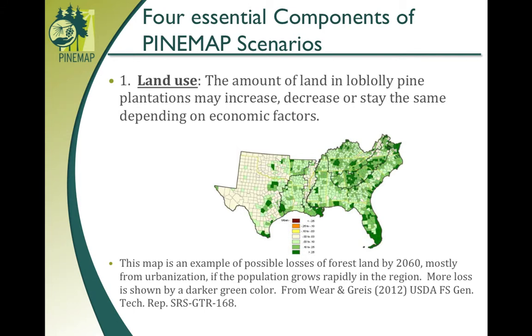So the first one I'm going to talk about, though, is land use. So you think about the future, well, what could happen? Well, it could increase, decrease, or stay the same in terms of the land base that's in loblolly pine plantation. And this is just an example of what could happen in the future. The darker colors here are indicating a loss of loblolly pine land and forested area, and the reason for that is because of urbanization. And so, how much land is available for plantations is really a function of economic activity, and it's something we need to consider.